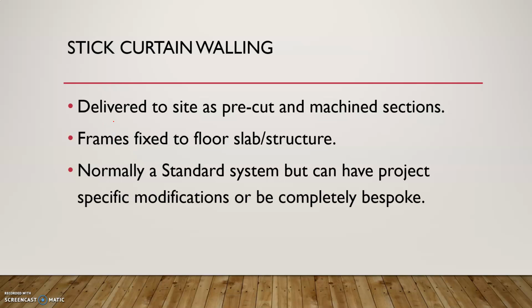Now with the stick curtain walling system, they are usually delivered to site as pre-cut and machined sections. So everything is cut and machined in the factory. The frame is fixed to the floor slab or structure. Normally it is a standard system, but it can have project specific modification or be completely bespoke.